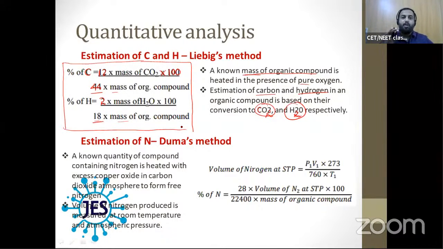See, even if you don't remember the formula, you can solve this problem. How? You can solve it using the mole concept. So when we take up the mole concept in stoichiometry, I'll discuss that. This is how you estimate carbon and hydrogen. Now, estimation of nitrogen. Before that, one of you had asked me to explain 21 again.